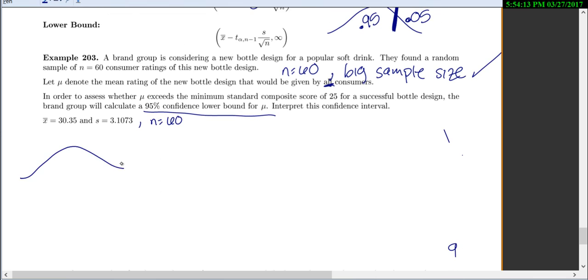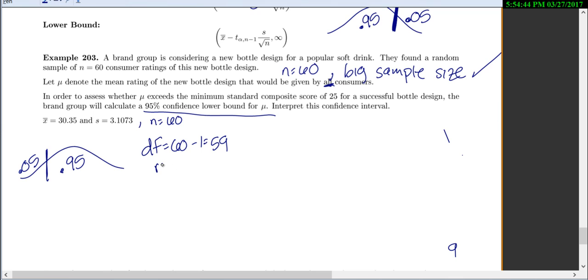So first thing I always do is draw my picture. And I start to draw two things, and then I say, wait, I only need the lower bound. So I'm only going to draw on that lower one. And they want 95%, so this will be a 0.95, and in this tail we'll have 0.05. And also check your degrees of freedom. So we'll have 60 minus 1 equals 59.